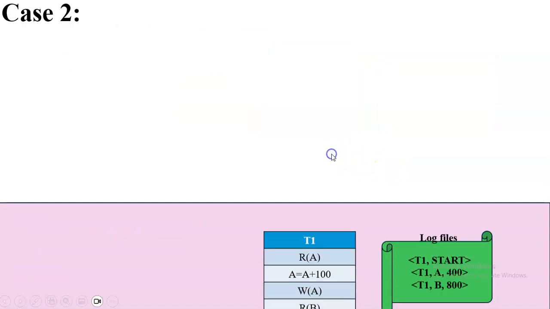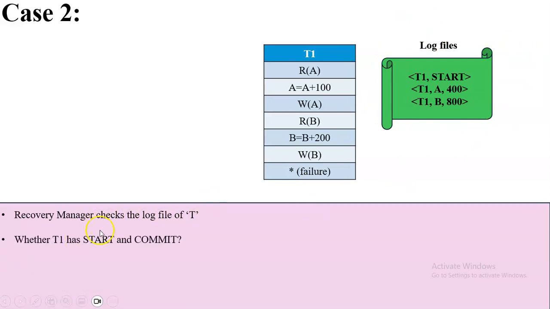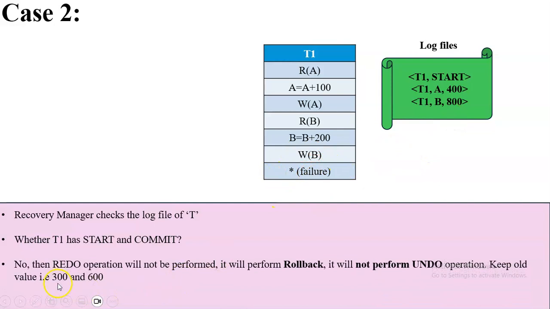Then comes case 2. Let us now observe case 2. So let's say this is again a transaction T1. This is its log file. Here, if you see, we have a read operation, then write, and again followed by some other tasks. And at the end, if you observe, there is a failure. Now what happens over here? The recovery manager again checks the log file of the transaction. Whether T1 has start and commit: it has start but no commit because a failure has occurred. So when there is no commit, in that case the redo operation will not be performed.